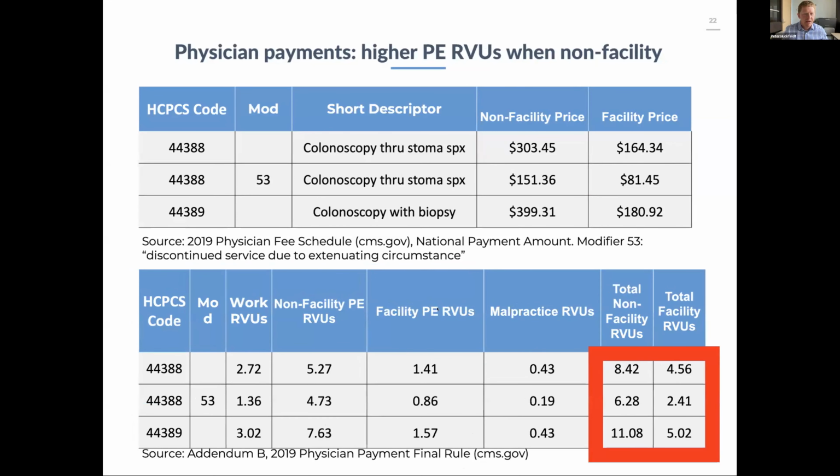And what this is basically representing is the fact that there are these practice expenses, and so the practice expense RVUs in a non-facility are 5.27. In a facility, they're 1.41. And so that leads to the total non-facility RVUs being higher than the facility RVUs, and so the payment rate is higher.